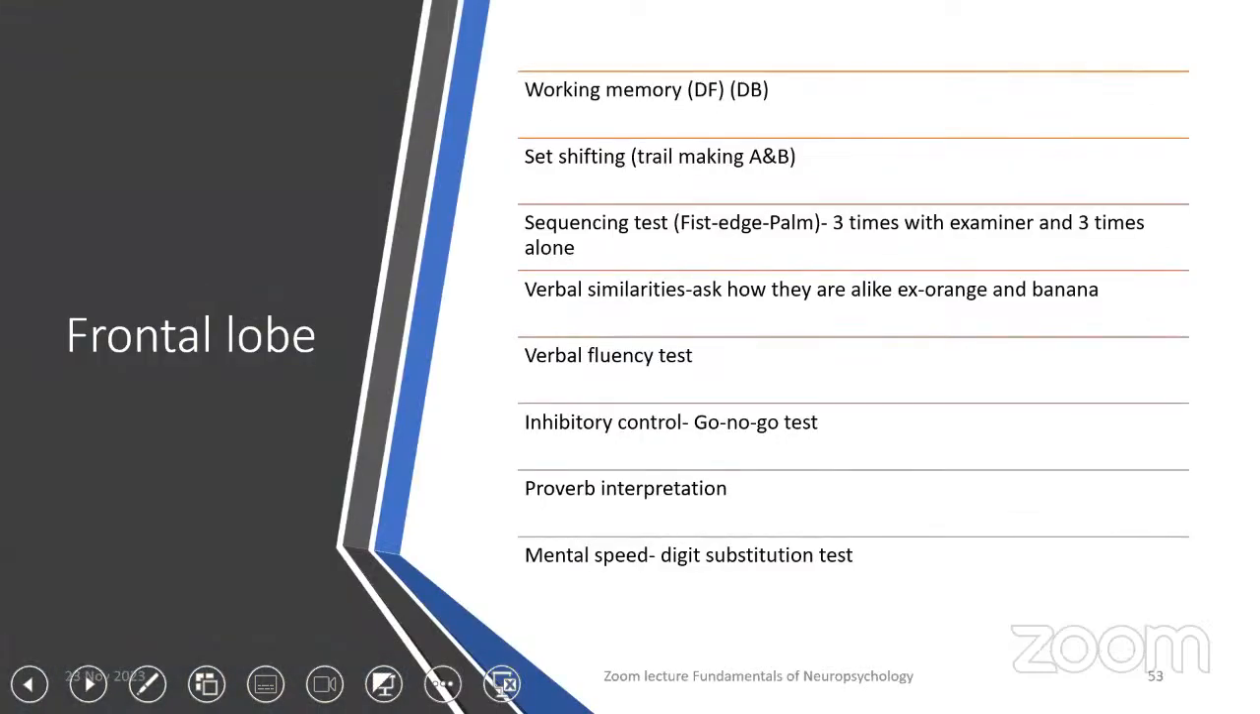Now look at the frontal lobe. For working memory, set shifting, the trail making test A and B, sequencing test: fist, edge, palm, 3 times with the examiner and 3 times alone. You have to see whether he's able to do this or not. Verbal similarities, how they are alike, orange and banana. That is abstraction. Verbal fluency test, inhibitory control, go no-go test. For some of these things I'll elaborate again. Digit substitution test is available on the net. You can see and learn.